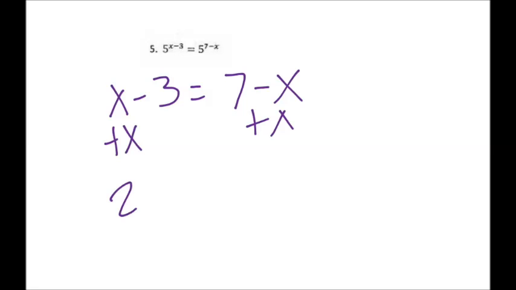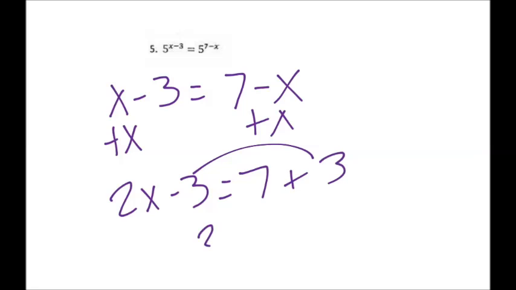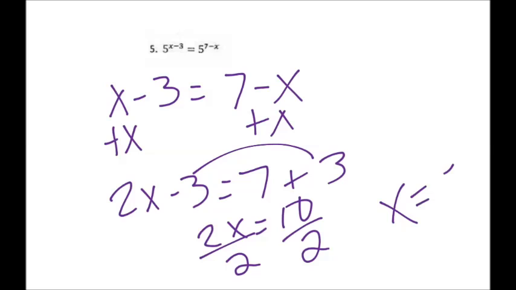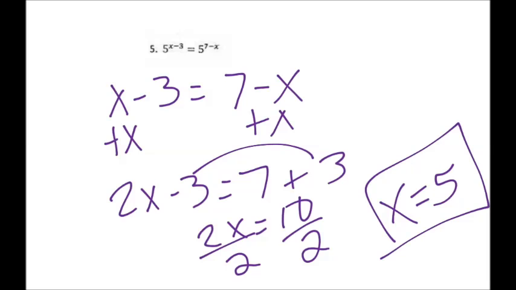Your bases are the same. So you take the exponents and make an equation. Add your x. Move your 3. Divide by 2, x equals 5. If you totally forgot that, you could put the left side in at y1, the right side in at y2, second calc 5, enter, enter, enter, and you would get x equal 5. But I really want you to try to work them out.